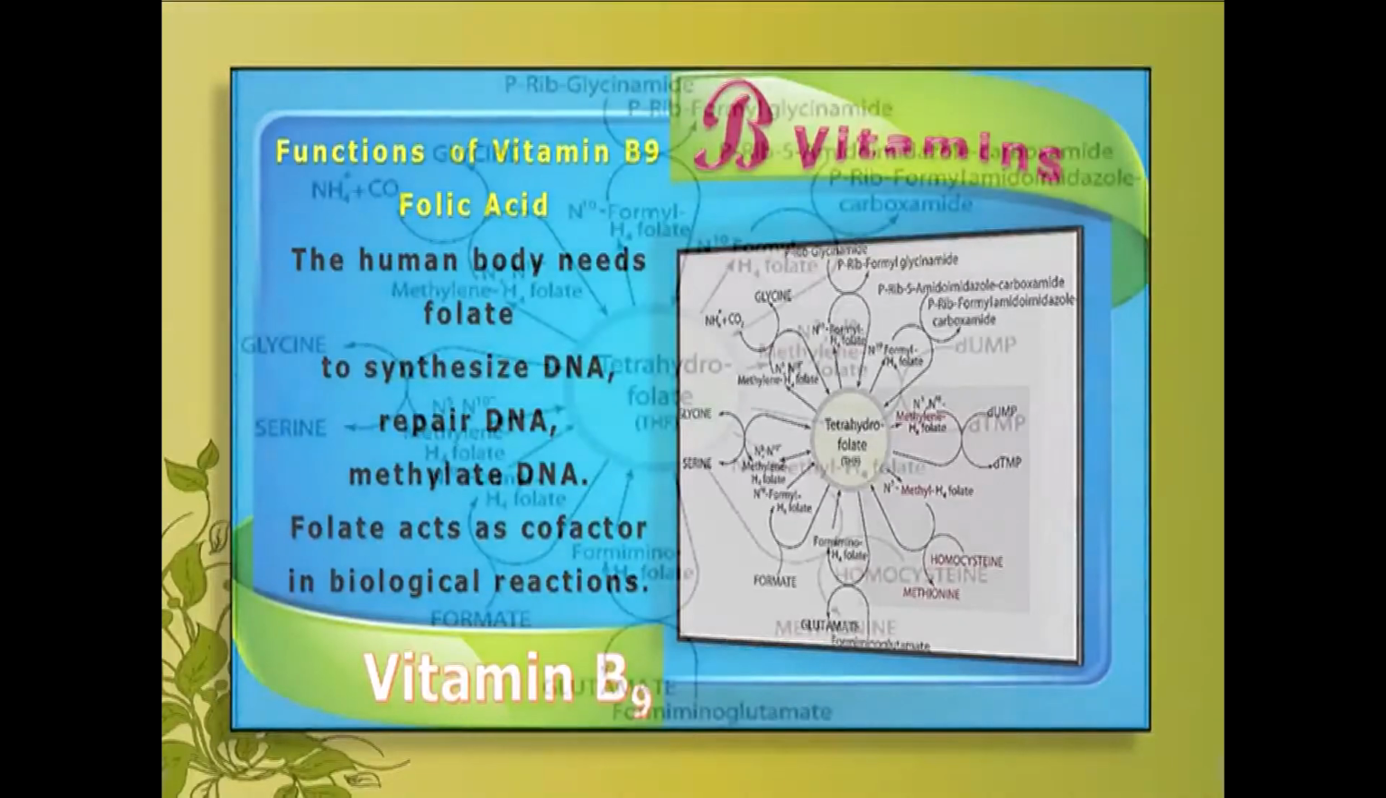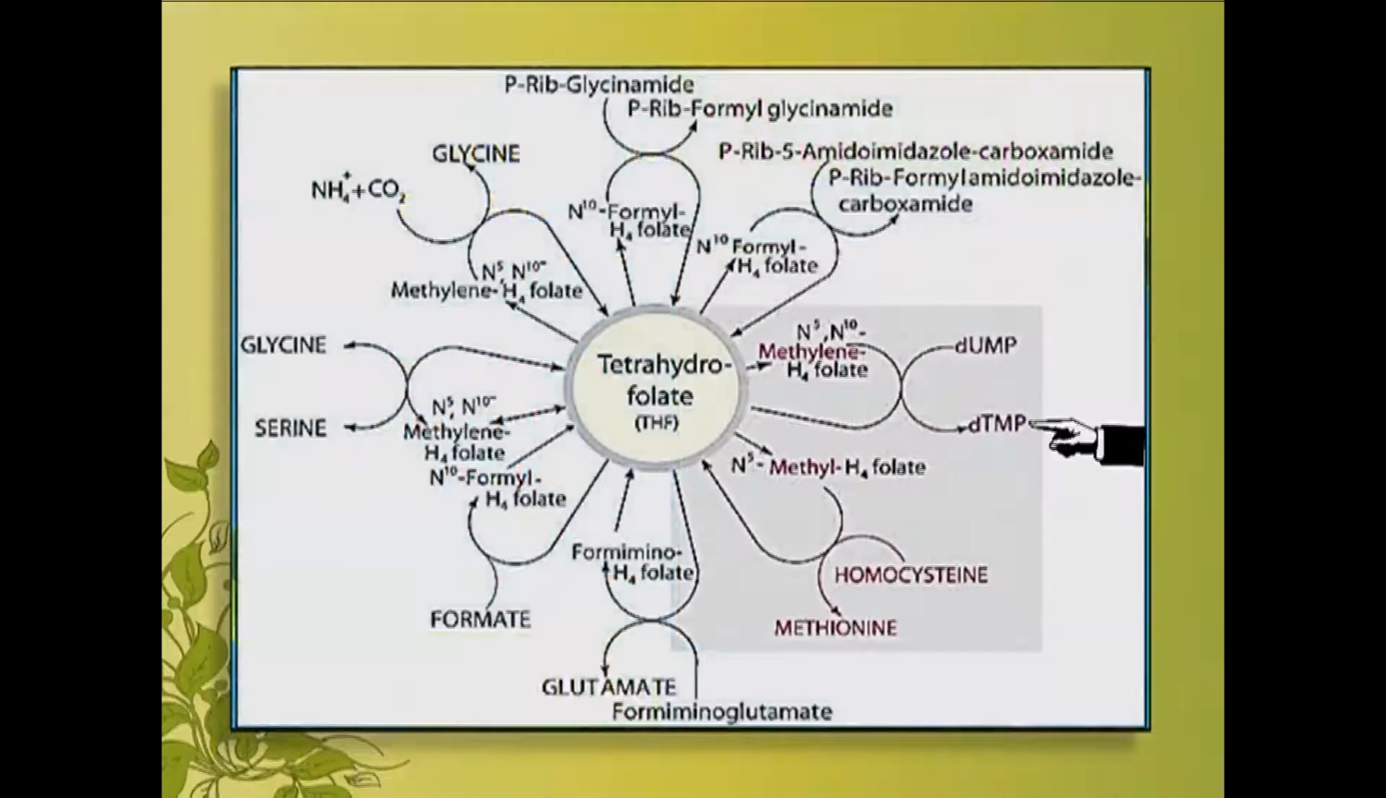For example, synthesis of dTMP from dUMP requires folate. Synthesis of methionine from homocysteine requires folate. Synthesis of glutamate requires folate. Utilization of formate and maintaining the formate pool is also folate dependent. Interconversion between glycine and serine is also folate dependent. And finally, synthesis of purine and pyrimidine nucleotides is dependent on folate.